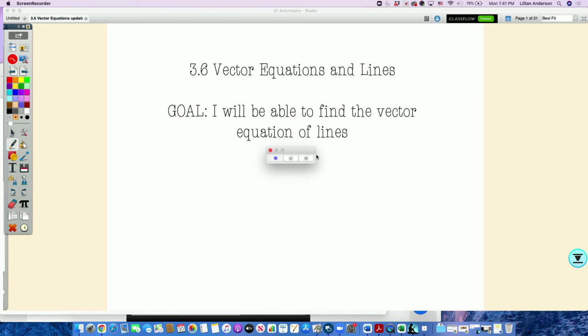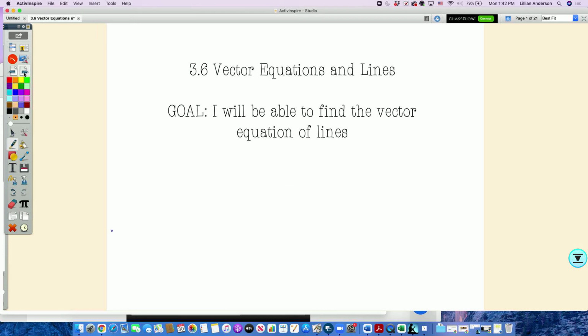When I looked through and saw how much was left for vectors, my goal is to hopefully finish up everything for vectors this week, and then we'll test the Friday after we get back from Labor Day. So that's the plan for right now.